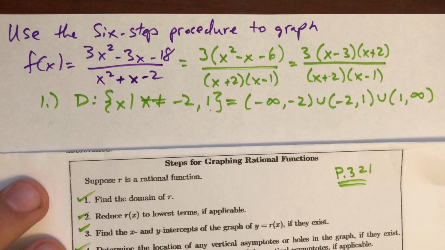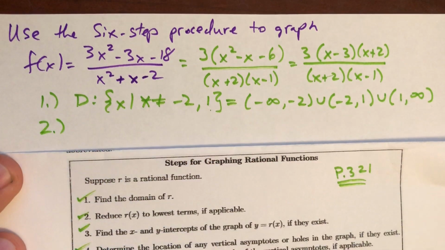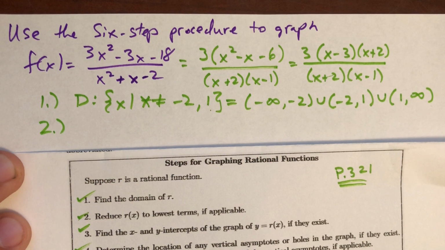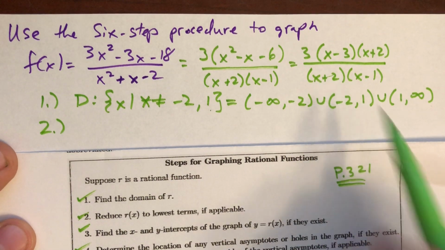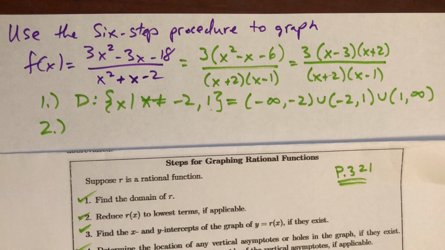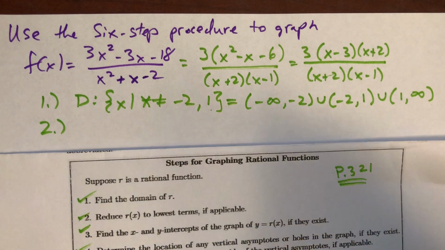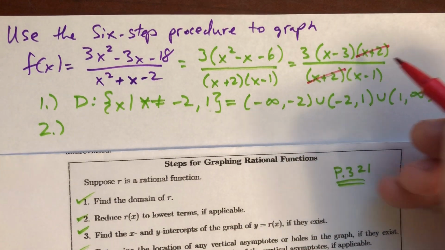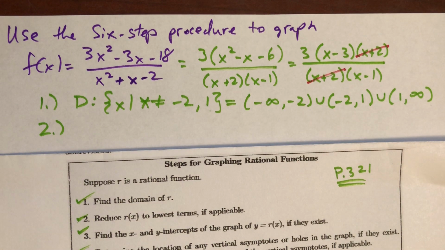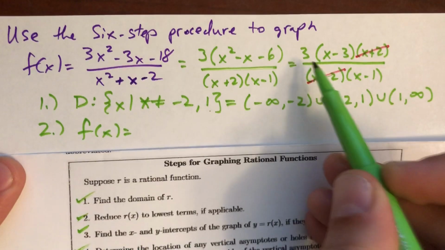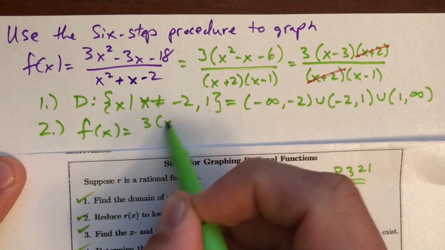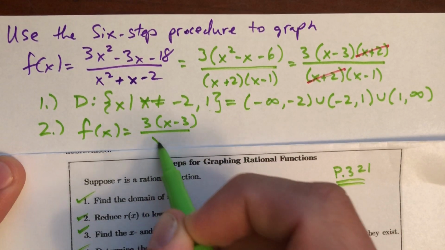Okay, so now we're on to step 2. We can reduce R to the lowest terms if applicable. So we can do this again pretty quickly because we've already factored everything. We know that when we have a common factor in the numerator and the denominator, they cancel out, and we're left with our reduced function. So we got f is 3 times x minus 3 over x minus 1.